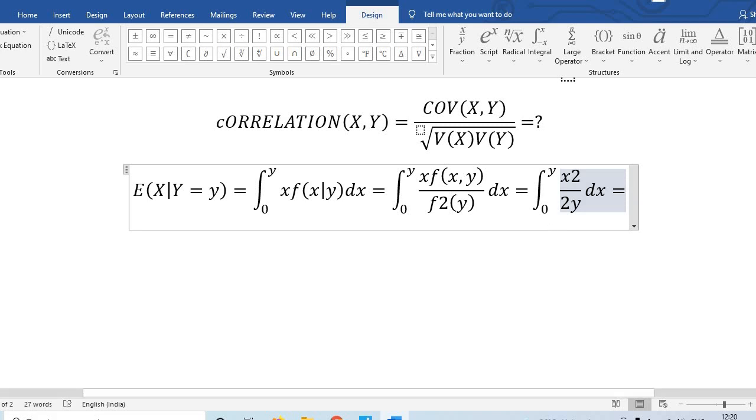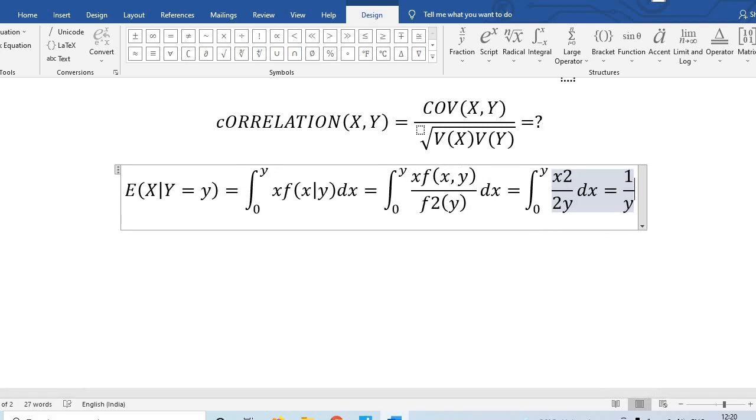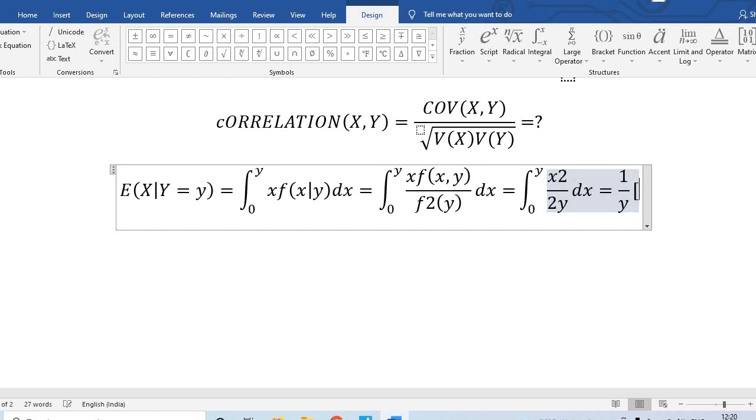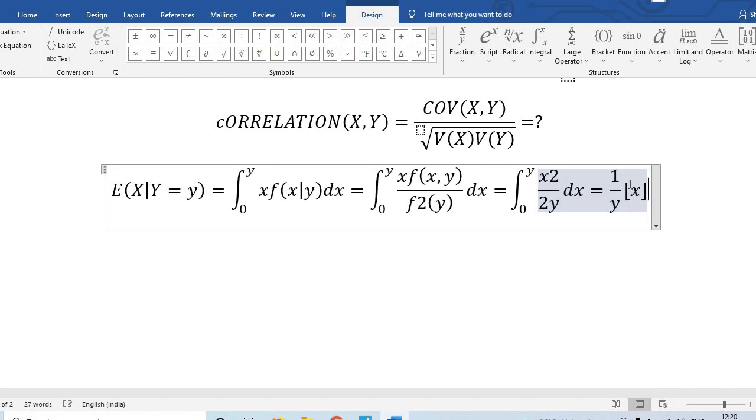So we can take 1 by y outside, then 2 to 2 get cancelled, just 1 dx. So that means x from 0 to y.